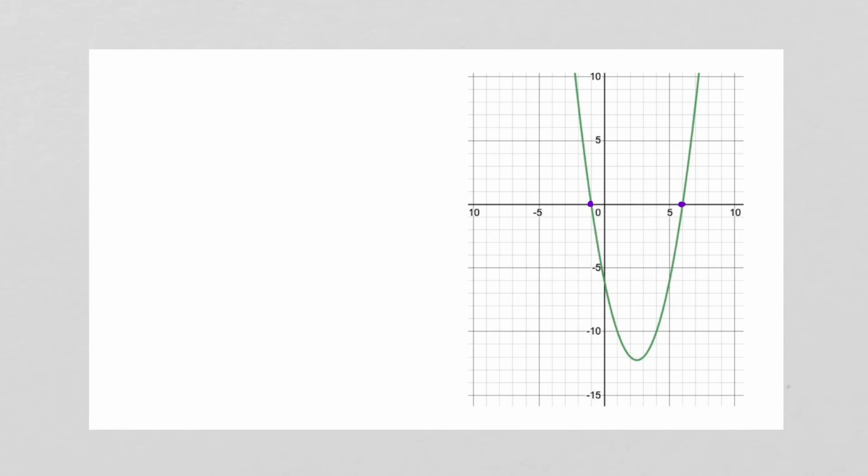Where is it greater than or equal to 0? And write our interval. So from negative infinity, we are greater than or equal to, so we're going to include the negative 1 with the bracket. And then also from 6 to infinity.